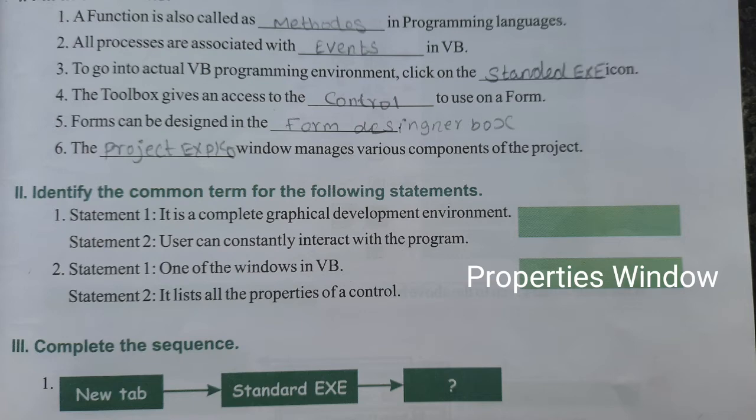One of the windows in VB, it lists all the properties of a control. We can change all the control's properties: its color, its size, its position, its style. So the answer is properties window. I have explained the properties window in detail. I hope you understand. So these are the answers for this second Roman. Note down the answers.